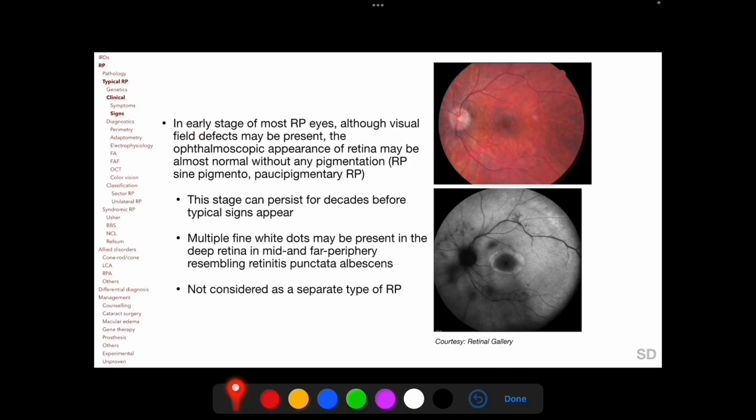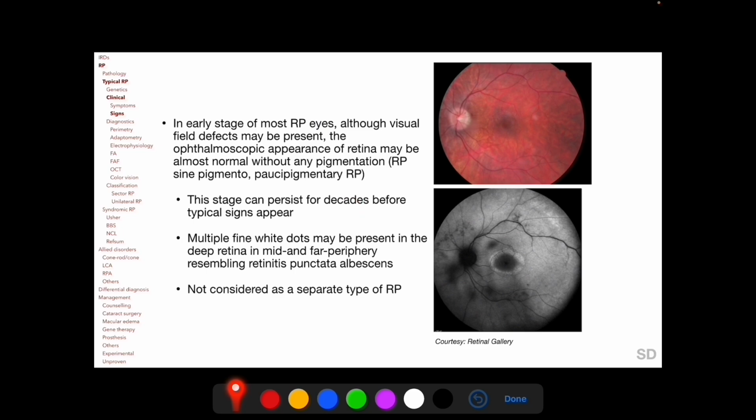In early stage of retinitis pigmentosa, although visual field defects and findings on other diagnostic tests such as fundus autofluorescence as seen here may be present, the ophthalmoscopic appearance of the retina may be almost normal without any pigmentation, and this is called retinitis pigmentosa sine pigmento or paucipigmentary retinitis pigmentosa, and this stage can persist for decades before the more typical signs appear.